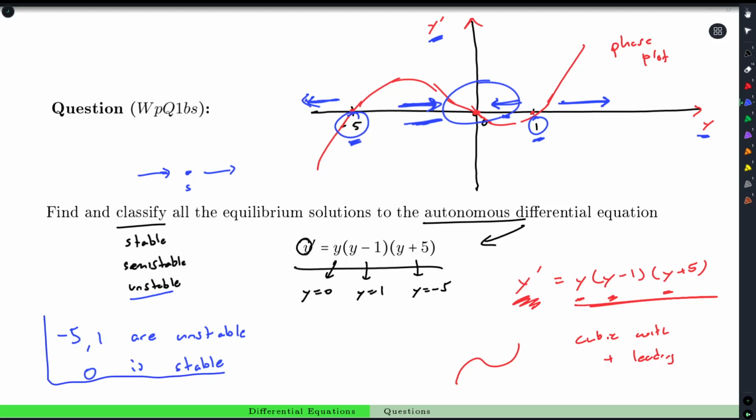So here's our final answer. We have 3 equilibrium solutions, -5, 1, and 0. -5 and 1 are unstable. 0 is a stable equilibrium solution.